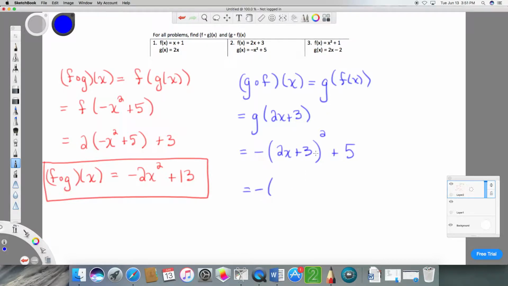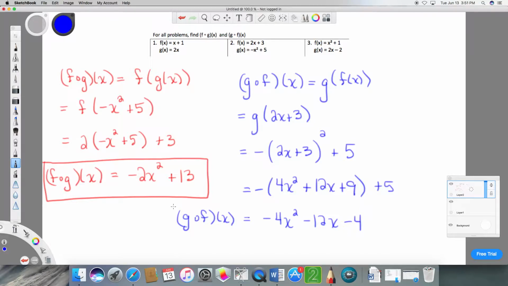We're going to square this 2x plus 3, and we get 4x squared plus 12x plus 9. And if you have to, you can make a table and multiply these two binomials in a table. So here we're ready for our final answer that g composed with f of x is the opposite of 4x squared minus 12x, and a negative 9 plus 5 is a negative 4.